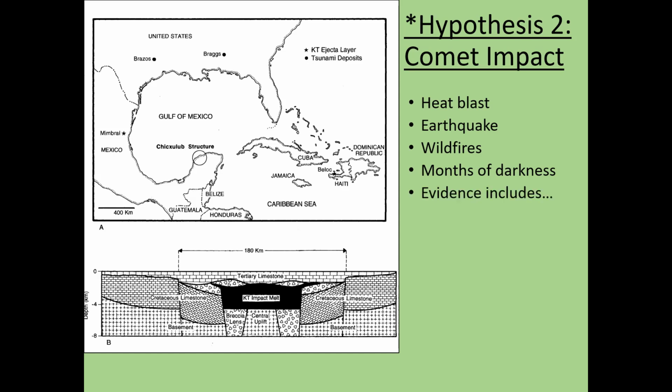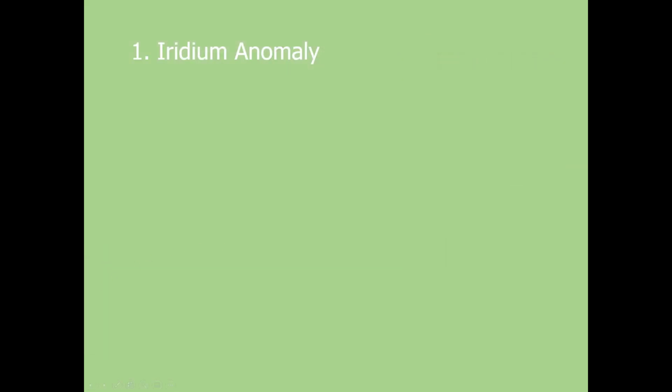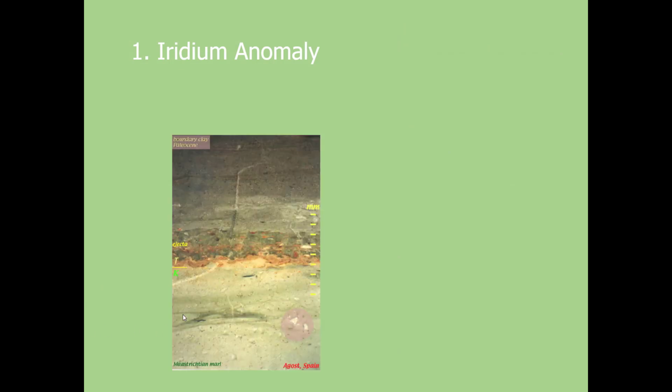There's lots of cool evidence for this impact, and so that's why geologists find it the most compelling of the hypotheses. So, as you saw in the video, one of the most compelling pieces of evidence is the iridium anomaly recorded in K-Pg extinction horizons.